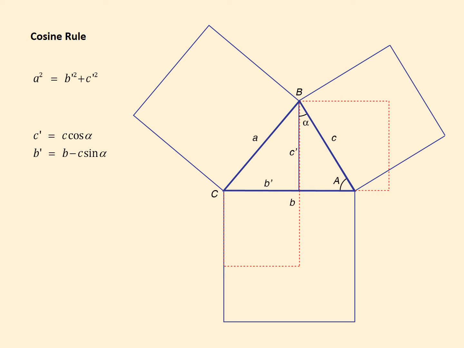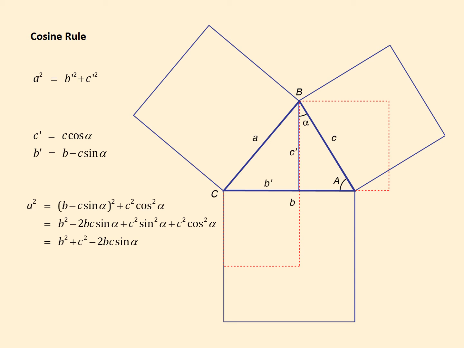Now C dash is C cos alpha, and B dash is B minus C sine alpha. And so we can write that A squared is B minus C sine alpha all squared plus C squared cos squared alpha. And multiplying out these brackets, we have B squared minus 2BC sine alpha plus C squared sine squared alpha plus C squared cos squared alpha.